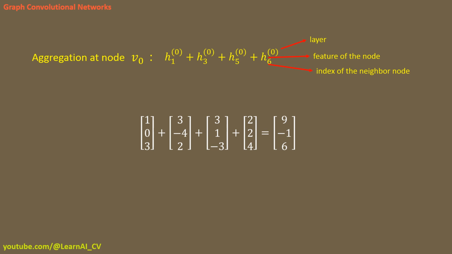The first component of this simple GCN is the aggregation function which aggregates the information of the neighbors. In this example, the aggregation function is the sum function. So, we compute the summation of the features of the neighbor nodes.